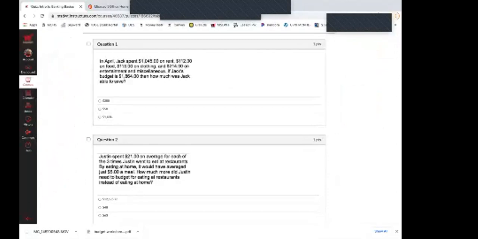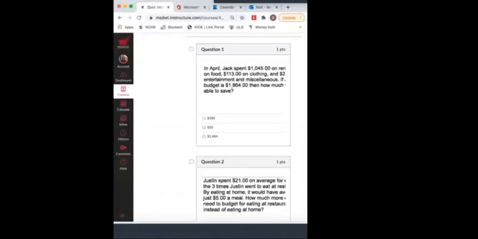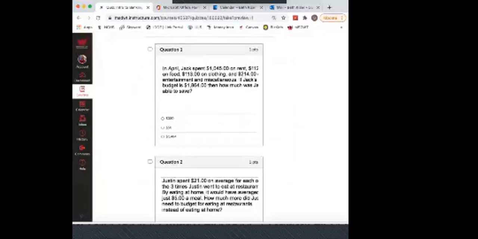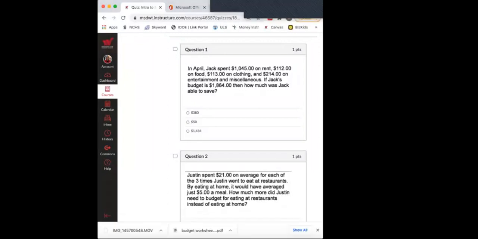In April, Jack spent $1,045 on rent. Wait, hold on. Cut it off. Okay, he spent $1,045 on rent, $112 on food, $113 on clothing, and $214 on entertainment and miscellaneous. If Jack's budget is $1,800.64, how much was he able to save?